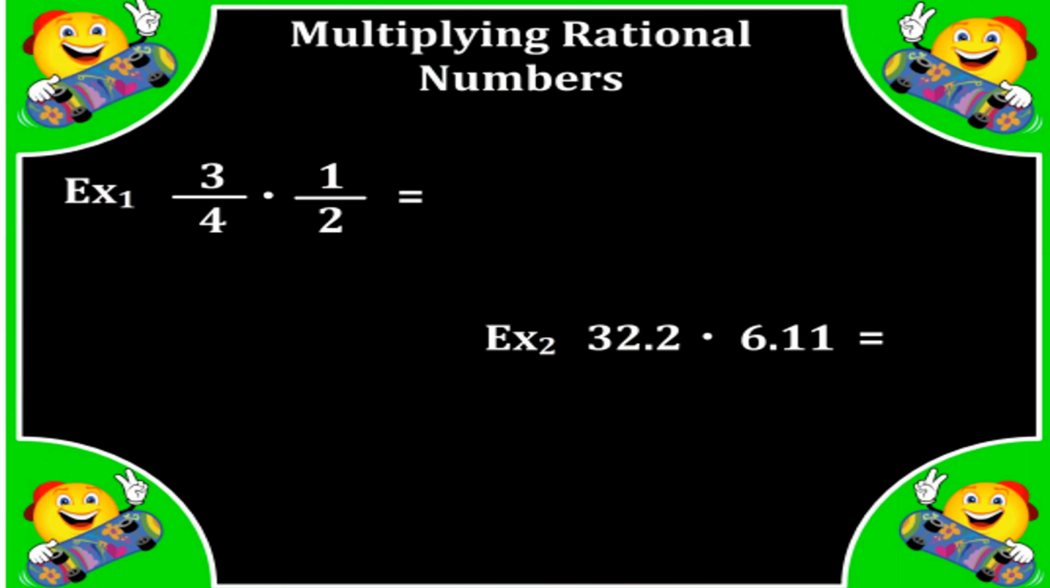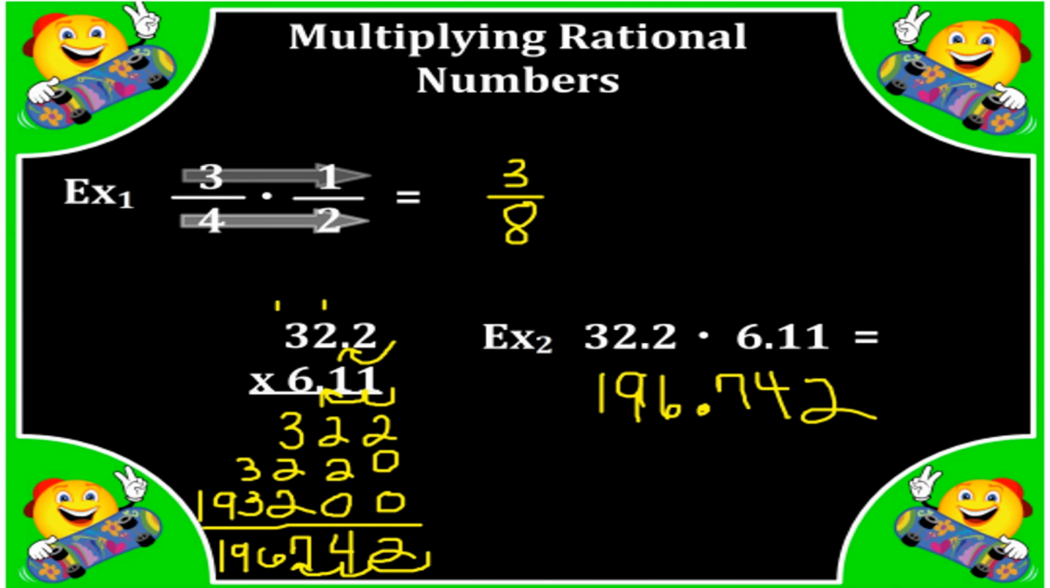Example, 3 over 4 times 1 half is equals to, ayan, 3 times 1, 3, numerator times numerator. 4 times 2, 8, denominator times denominator. So the answer is 3 over 8. Yan, tama. So dito naman sa pangalawang example, 32 and 2 tenths times 6 and 11 hundredths.